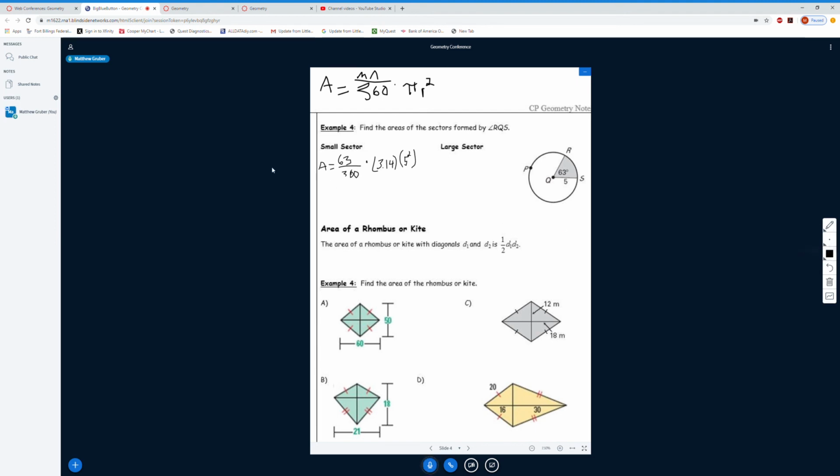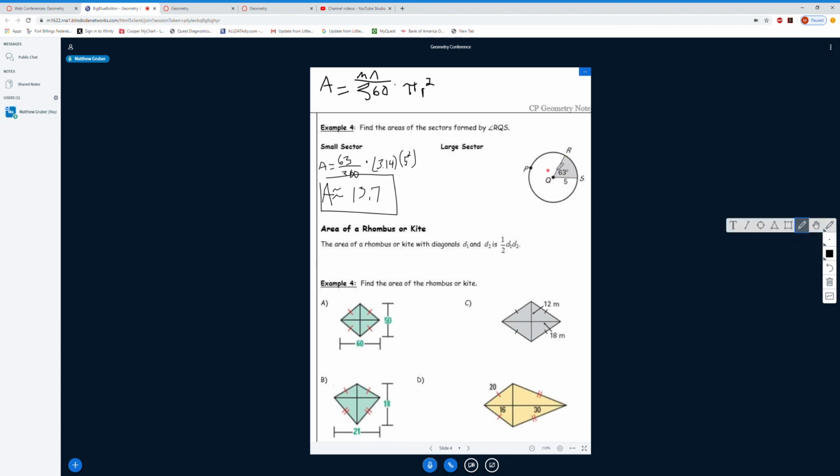Make sure if you're using a graphing calculator, your parentheses game is strong. Make sure you put parentheses around everything. If you're using a scientific calculator, you're going to want to square this first before you do the multiplying and dividing. Okay? So you should get the area of this sector is about 13.7 units squared. They didn't give you the units. That's fine. 13.7.